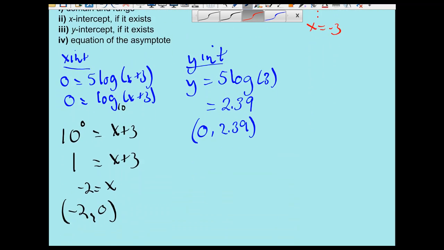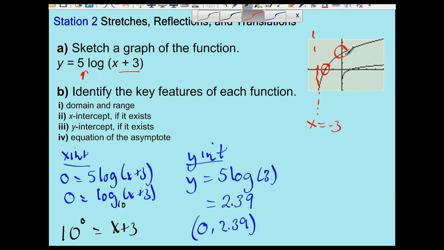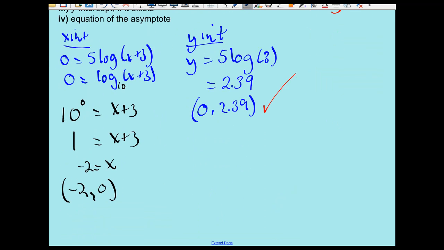Y-intercept is found a little bit easier because it's just a calculation. So if we go back up to our diagram here, this does look like it's just above 2, between 2 and 3, and sure enough, there it is, 2.39. And the x-intercept is located, it looks like, at about 2, and sure enough, when we found it algebraically, we found it to be negative 2 and 0. Equation of the asymptote we already stated.